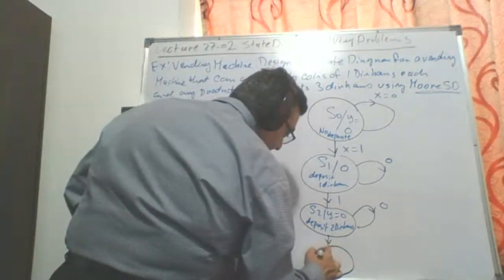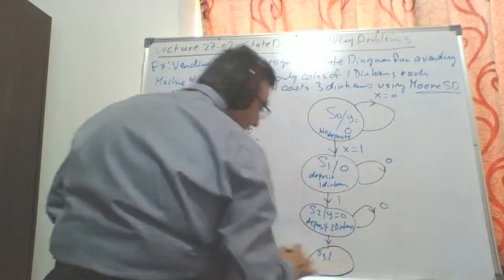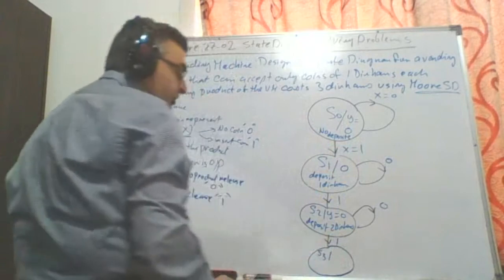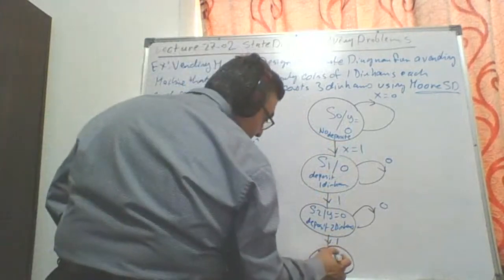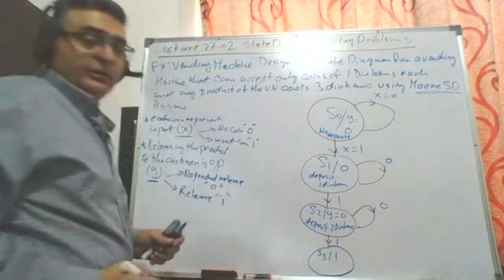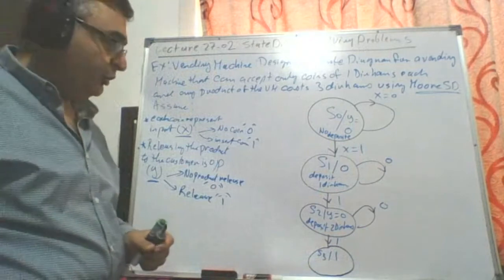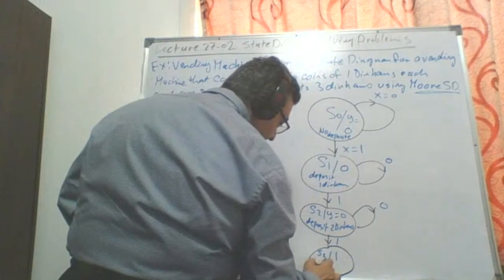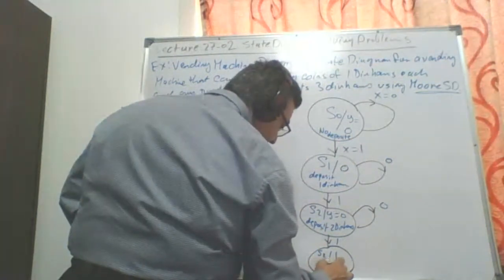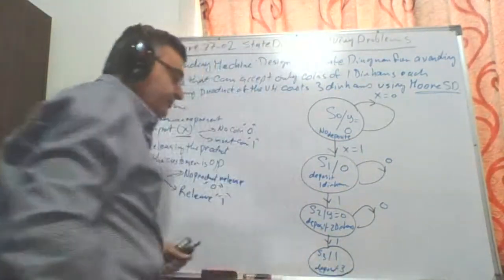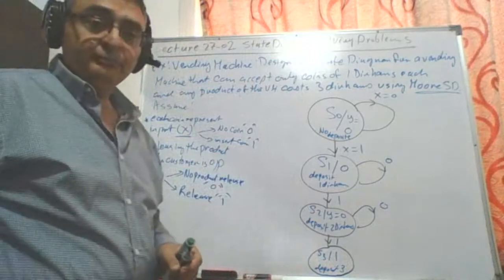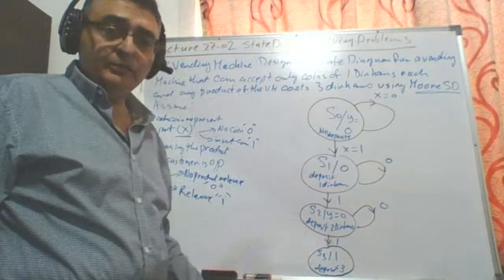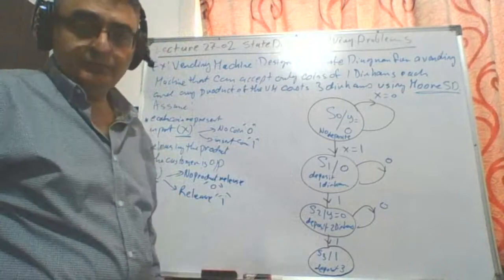This is S3, okay? Now, since you entered 1 dirham, 2 dirhams, 3 dirhams in the machine, it should give you the output. It should release your product because the deposit is 3 dirhams. Agree? So the output should be 1 and the product will be released.